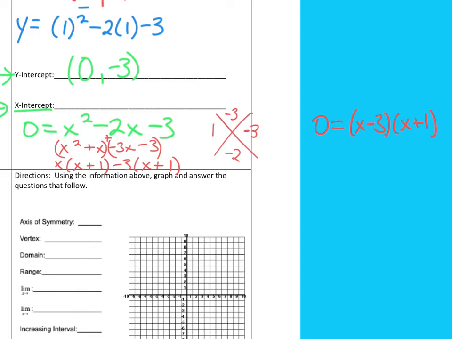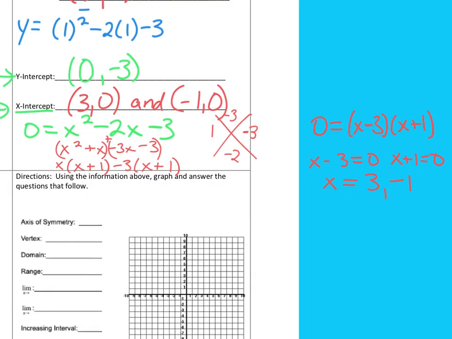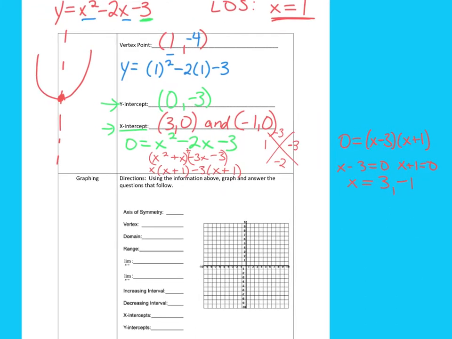And how do I find out what x equals? You said it equals each in terms of zero. Perfect. And just solve them. So x is going to equal 3 and negative 1, and so that's going to be 2 coordinate points. The first one's going to be 3, 0, and the next one's going to be negative 1, 0.